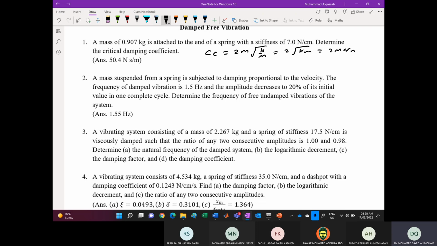Question 2, a mass suspended from a spring is subjected to damping proportional to velocity. Which one is that? This is the viscous damping. You take m inside the square root, it becomes m squared.